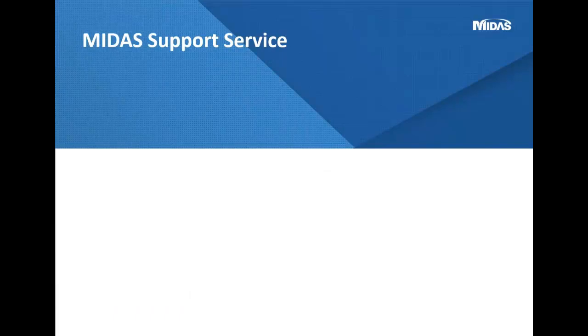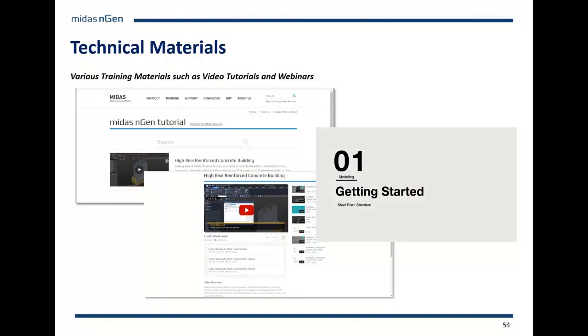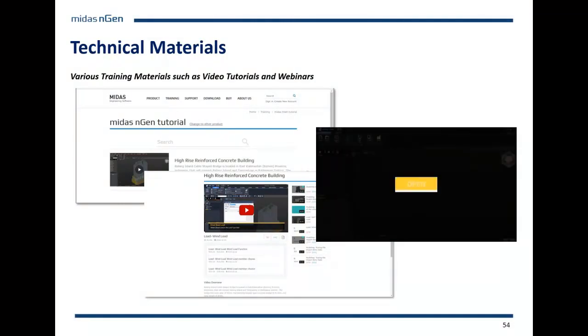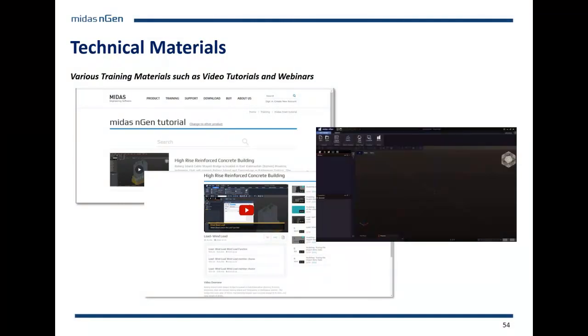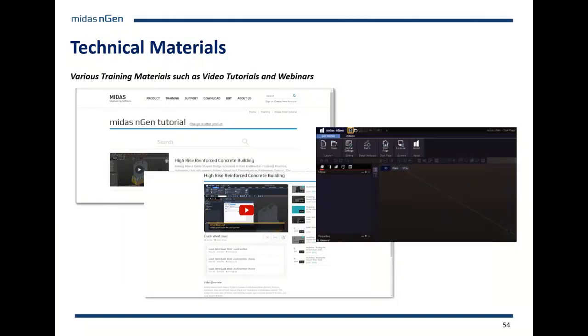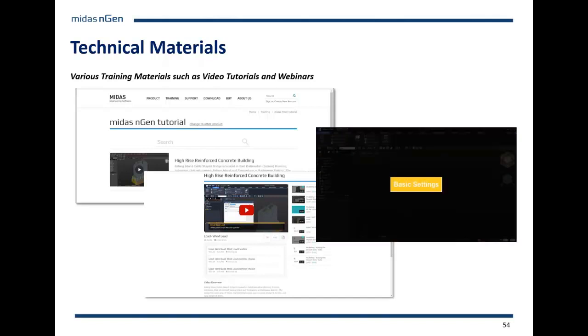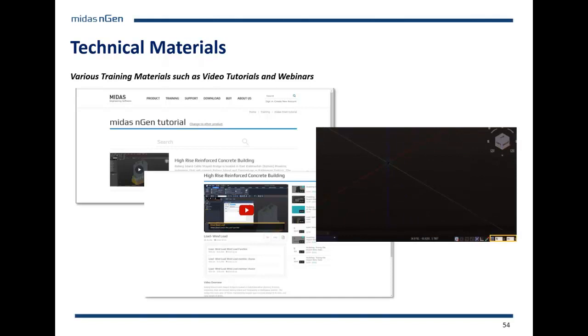Alright, now looking at the MIDAS support service, we have technical materials available online for you to understand how to use MIDAS nGen software solution. All you need to do is download the software solution, get the protection key ID from us, and use these videos for starting your projects. You can create your project in a very short period of time and check the results by yourself.